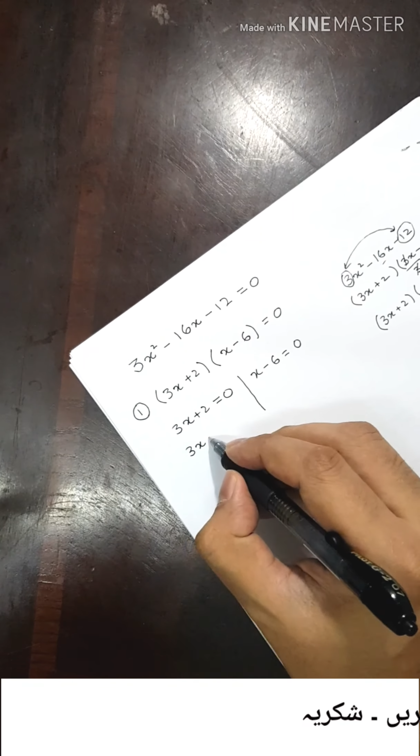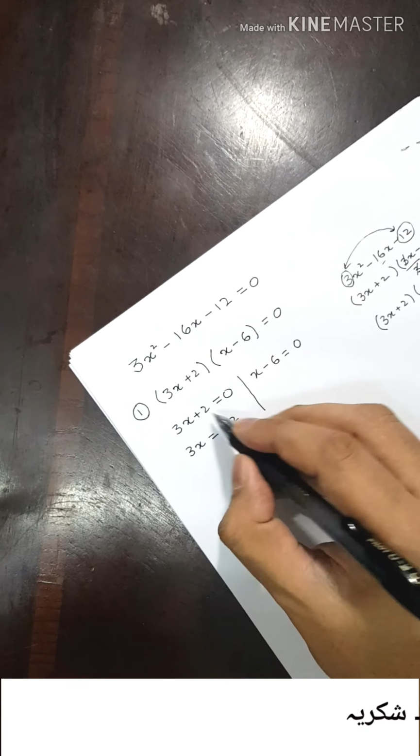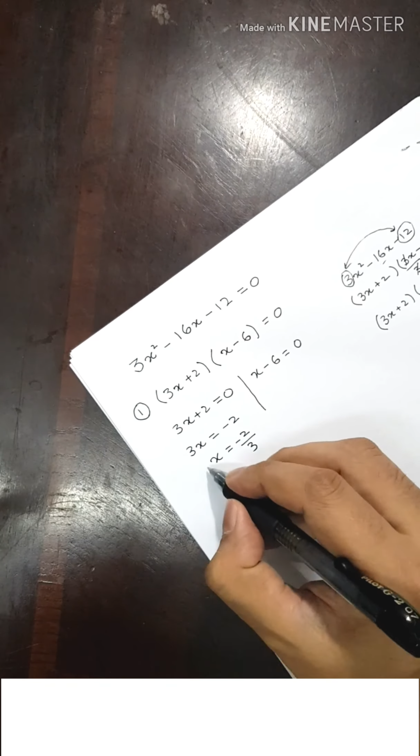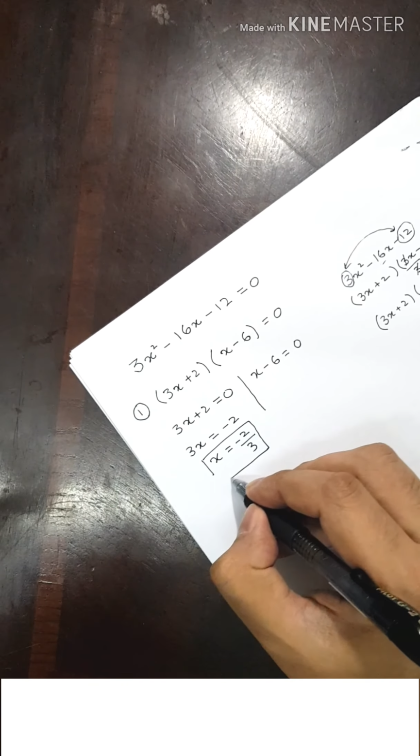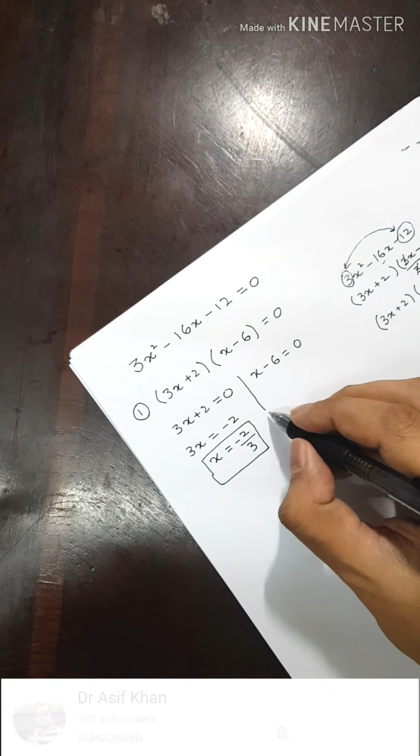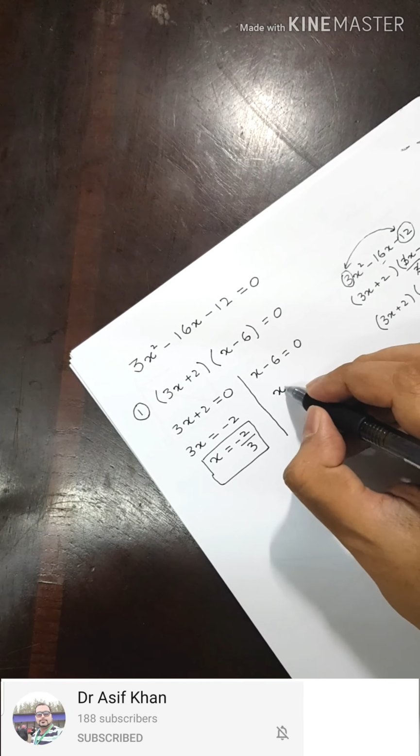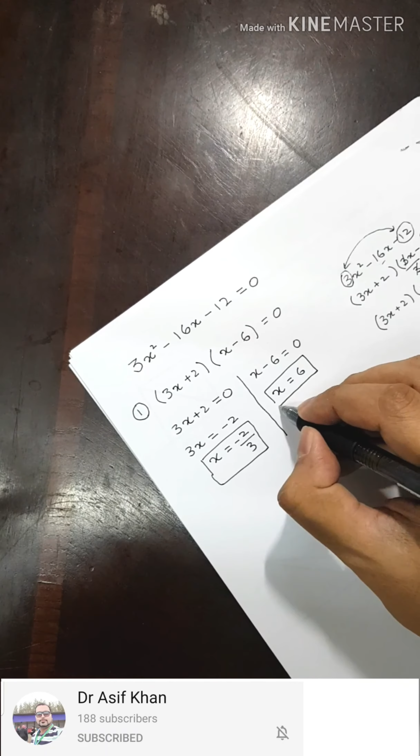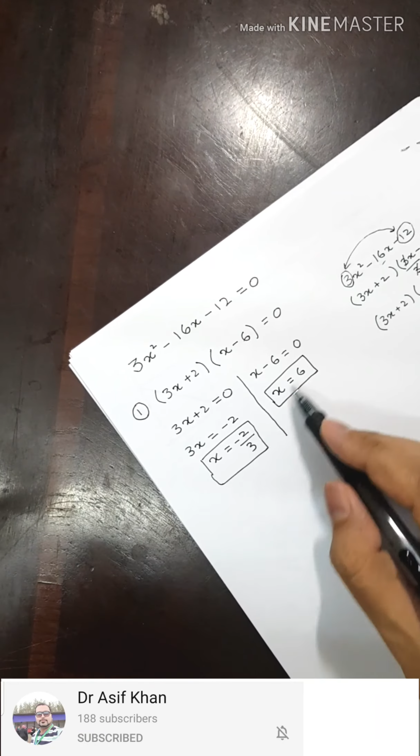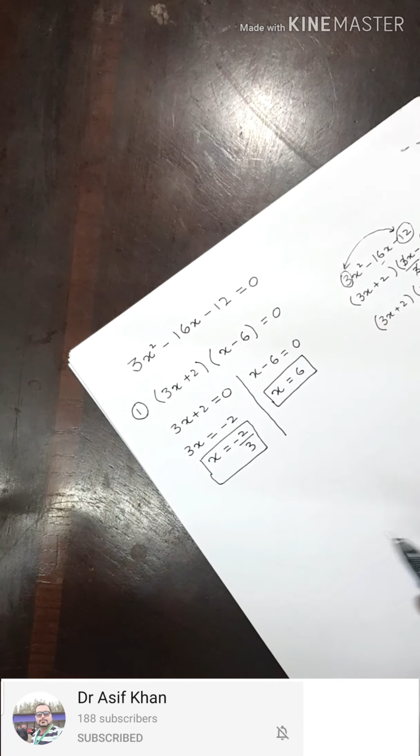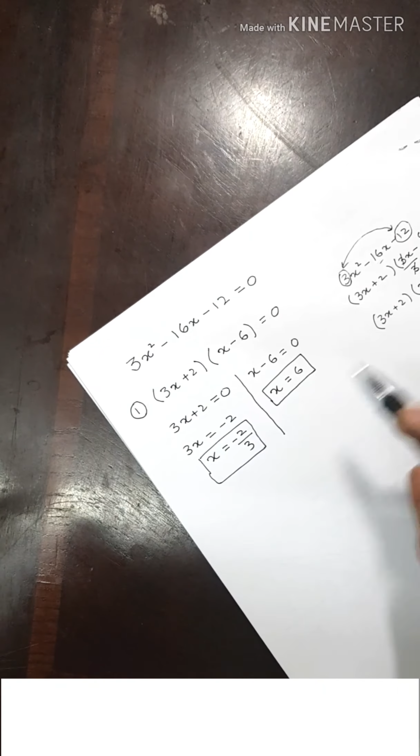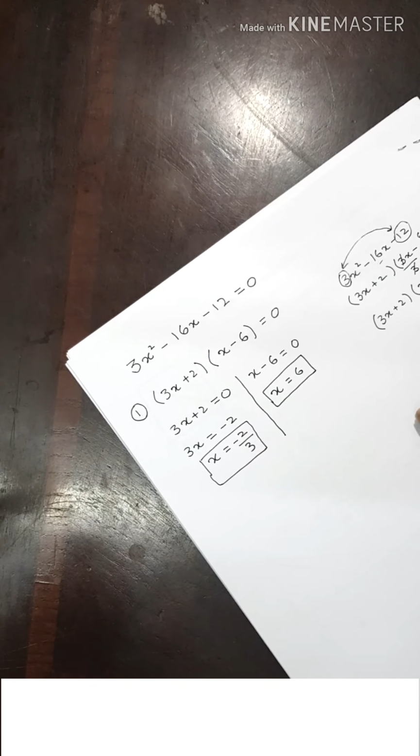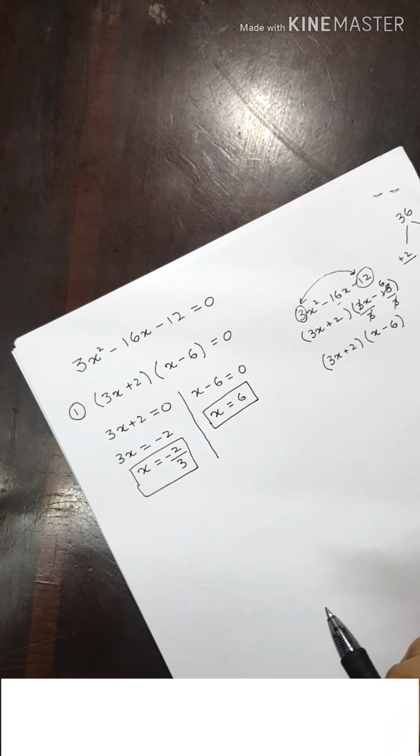Now how can you simplify this? This will become 3x equals minus 2 as you shift it there, and x equals minus 2 over 3, the first value of x. On the other side, simply as you shift this 6 to the other side, you will get x equals 6. So these two are called the roots, the zeros, or the solutions of this quadratic equation. And here we discussed the method of factorization.